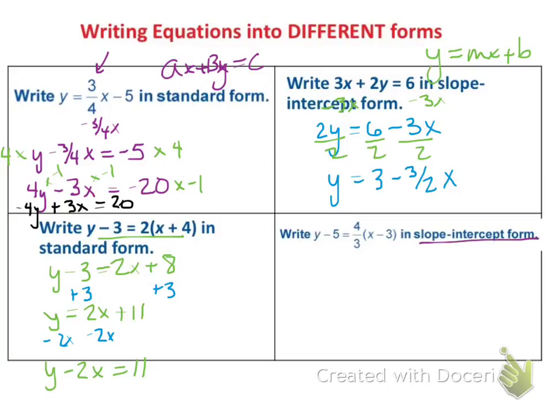This one again is going into slope-intercept form. A little bit tricky because this time our slope is a fraction. We need to distribute first. Let's see if I can do this in my head. I bet I screw up. Okay, y minus 5 equals 4/3 x minus 4 times 3 is 12 divided by 3 is 4. So far so good. Okay, slope-intercept, so that means the y alone. So I need to add 5 to both sides. So y equals 4/3 x plus 1. That's slope-intercept form.